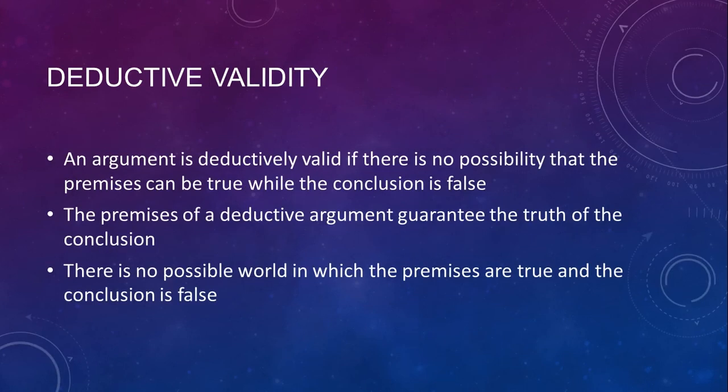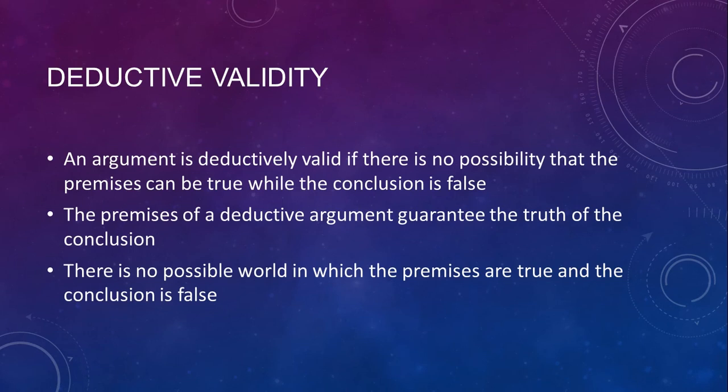Okay, so let me unpack that a little bit in terms of this possible world stuff. Let me just go through deductive validity three different ways, and I think they say the same thing, basically. So an argument is deductively valid if there's no possibility that the premises can be true while the conclusion is false. Just another way of putting that, the premises of a deductive argument guarantee the truth of the conclusion. Now here's another slightly weirder way of putting it, that's how philosophers talk. There is no possible world in which the premises are true and the conclusion is false.